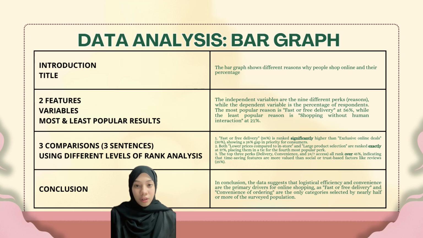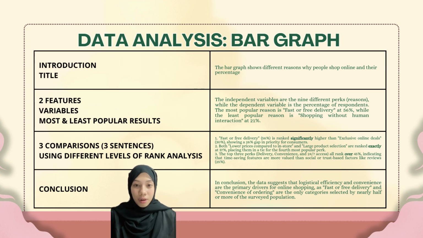The two variables, most and least popular results: the independent variables are the 9 different perks or reasons, while the dependent variable is the percentage of respondents. The most popular reason is fast or free delivery at 56%, while the least popular reason is shopping without human interaction at 21%. Next are three comparisons. Number 1 is fast or free delivery, 56%, ranked significantly higher than exclusive online deals, 30%, showing a 26% gap in priority for customers.